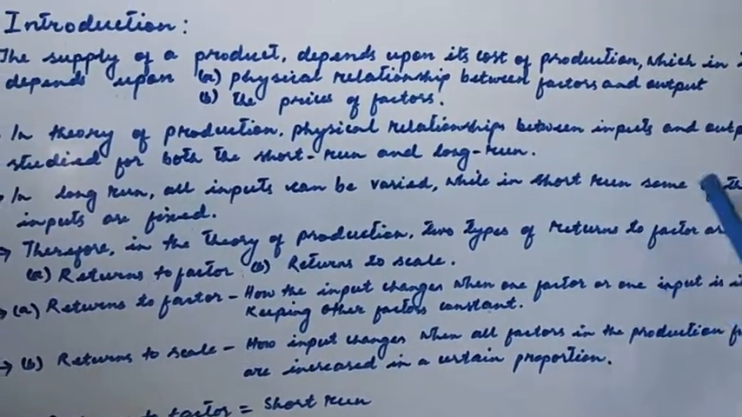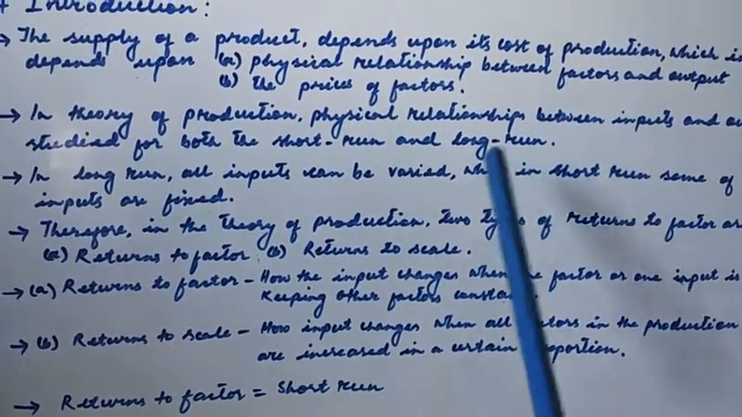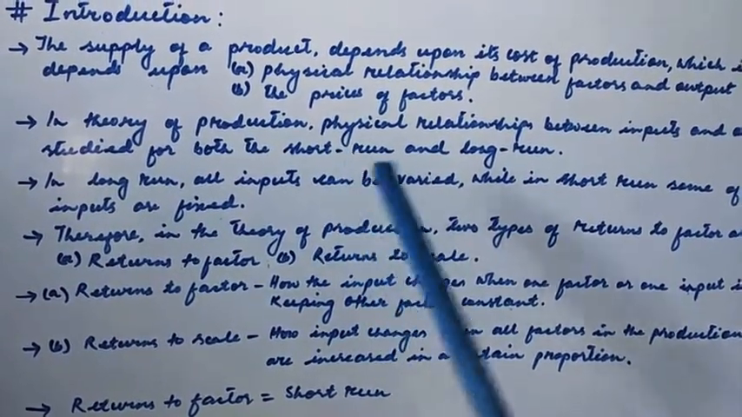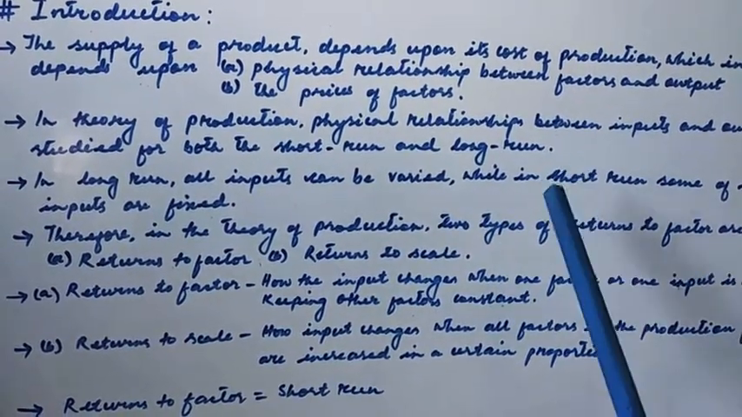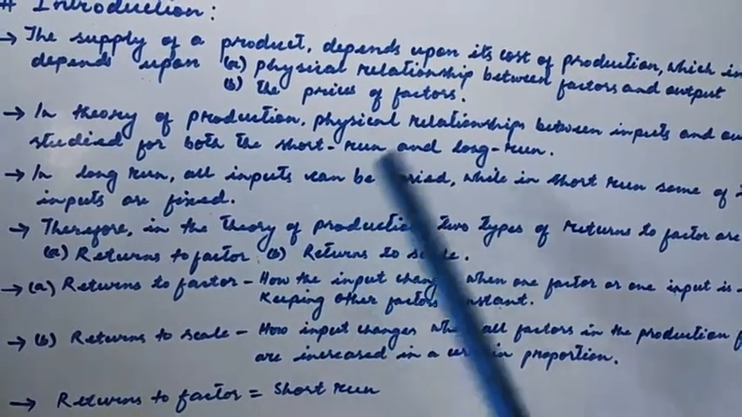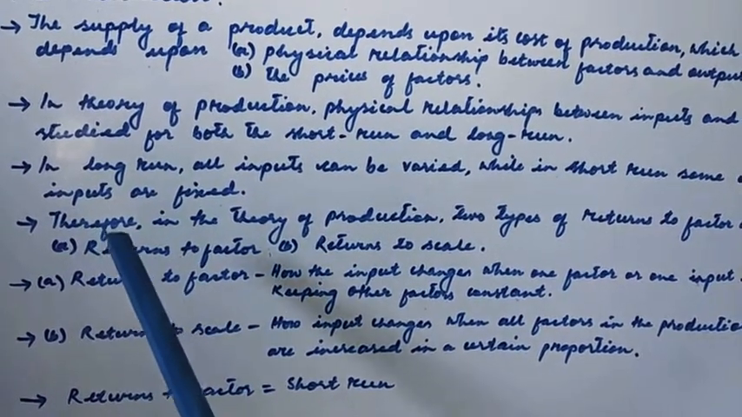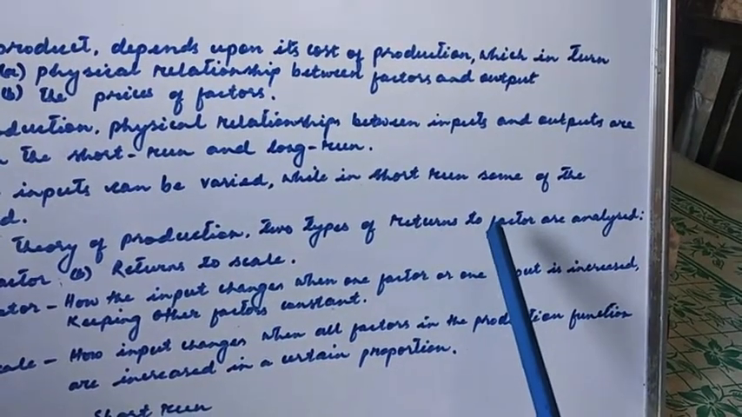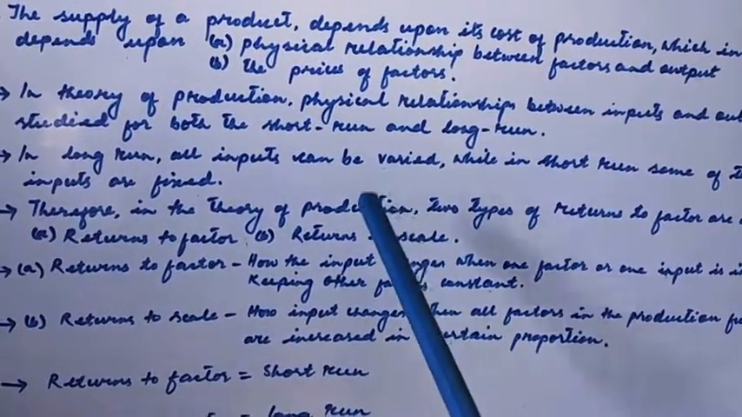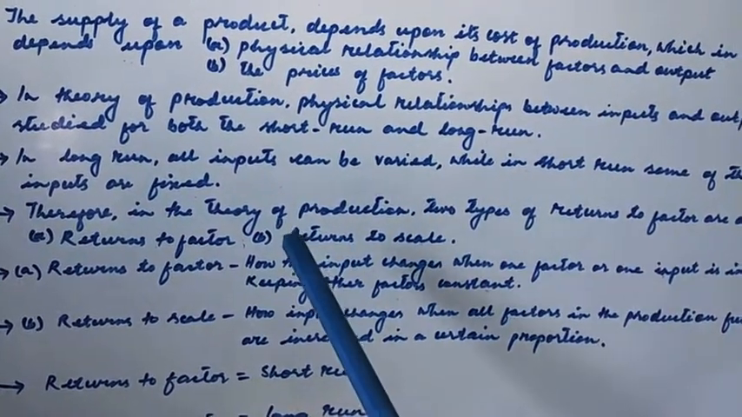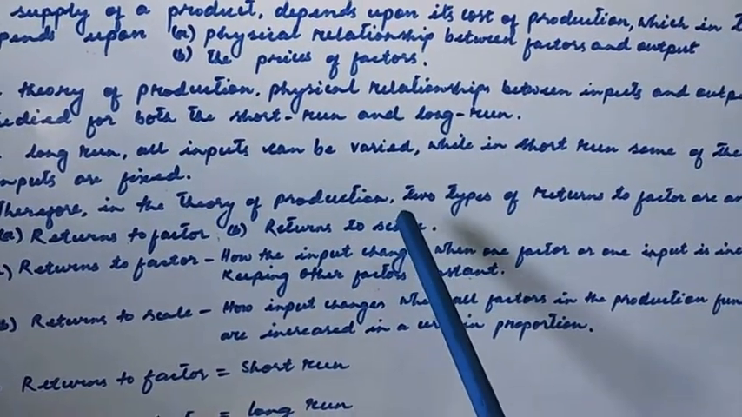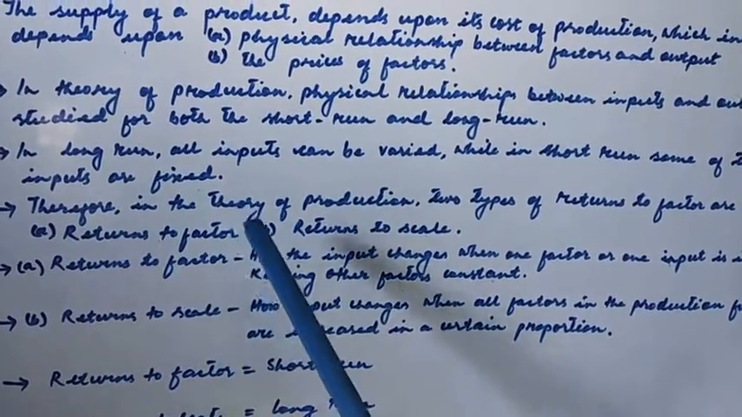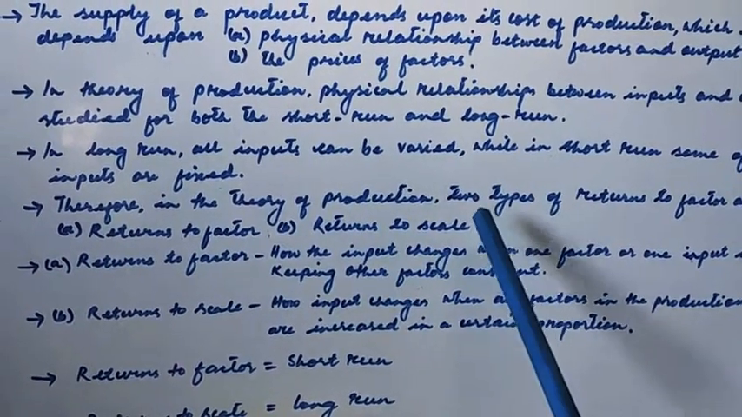While in the short run, some of the inputs are fixed. In the short run, some inputs have to be kept fixed, because all of a sudden everything cannot be changed. So in the short run, only some inputs are kept constant. Therefore, because of this long run and short run condition, in the theory of production two types of returns are analyzed: returns to factor and returns to scale.